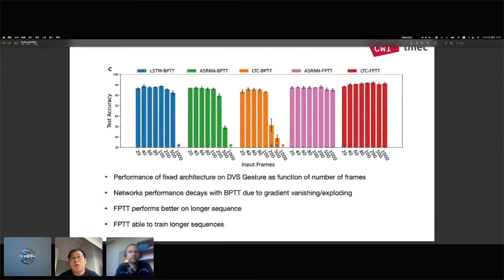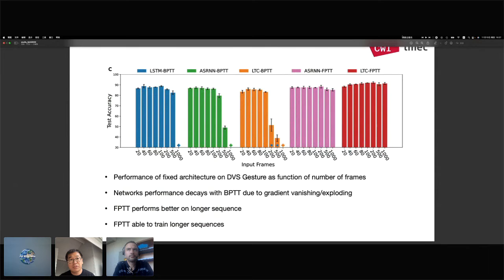You can see that all the neural networks trained using BPTT fail to train on 1000 frames because they run out of memory, even on these shallow networks. Second, you can also see a performance decay when we have a longer sequence, but the performance of both the adaptive spiking recurrent neural network and the liquid time-constant spiking neural network is quite stable, and the liquid time-constant spiking neural networks can even get better performance on longer sequences.